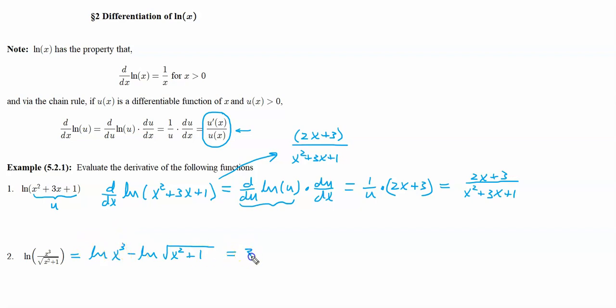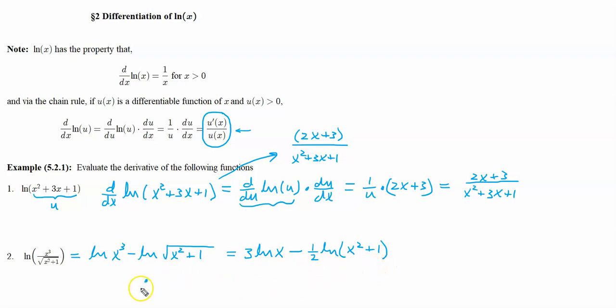So this is going to be, now remember the square root of x squared plus 1. This is the same as x squared plus 1 to the 1/2 power. So we can bring that 1/2 out in front like this. And there we go. Now, to differentiate this, all we have to do is differentiate these two terms and we'll have our answer.